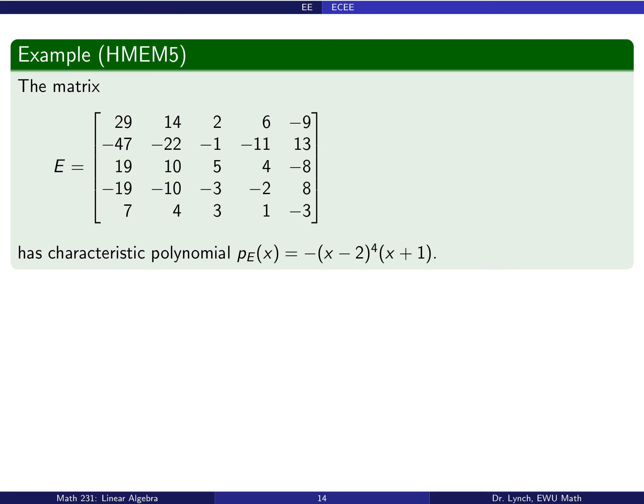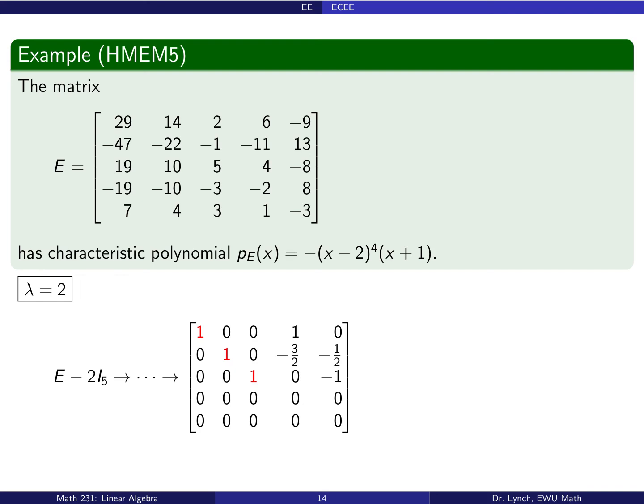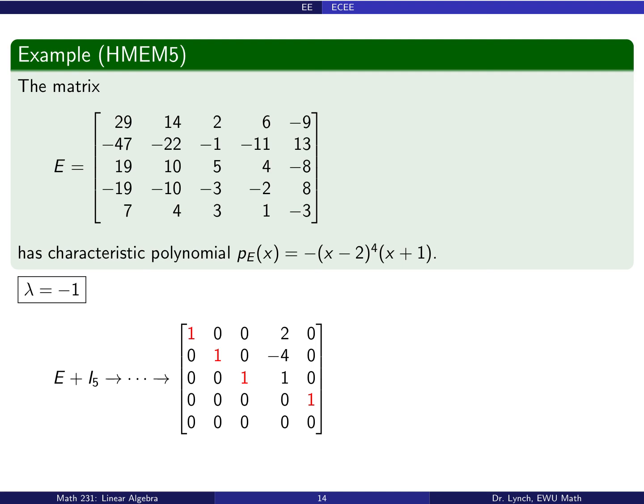I'll let you go ahead and work through this example, but it turns out that the algebraic multiplicity of the eigenvalue 2 is 4. The algebraic multiplicity of the eigenvalue -1 is 1. Of course, it turns out that the geometric multiplicity of the eigenvalue 2 is 2, and that the geometric multiplicity of the eigenvalue -1 is 1. So we'll explore those algebraic and geometric multiplicities and their relationships in our next section when we talk about properties of eigenvalues and eigenvectors.